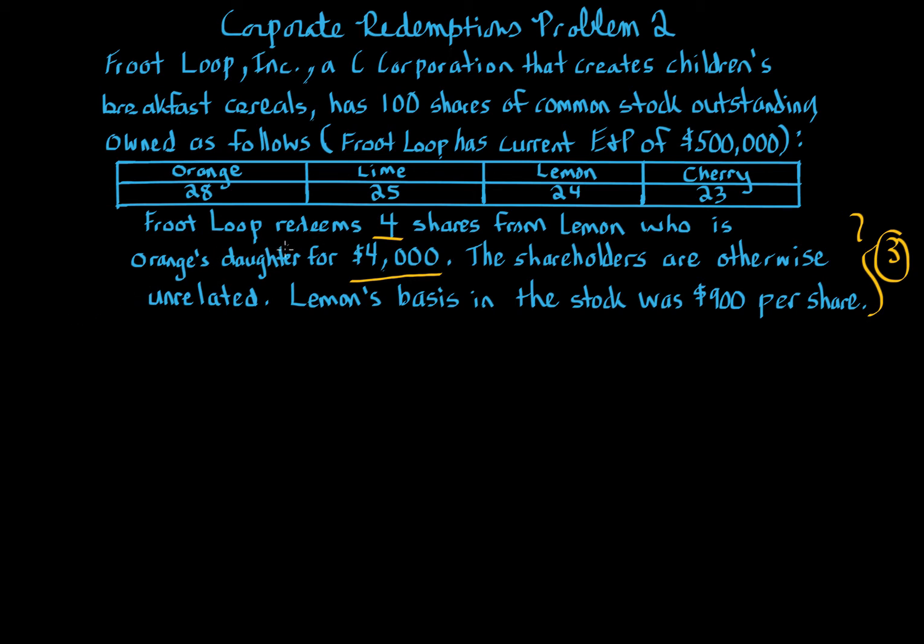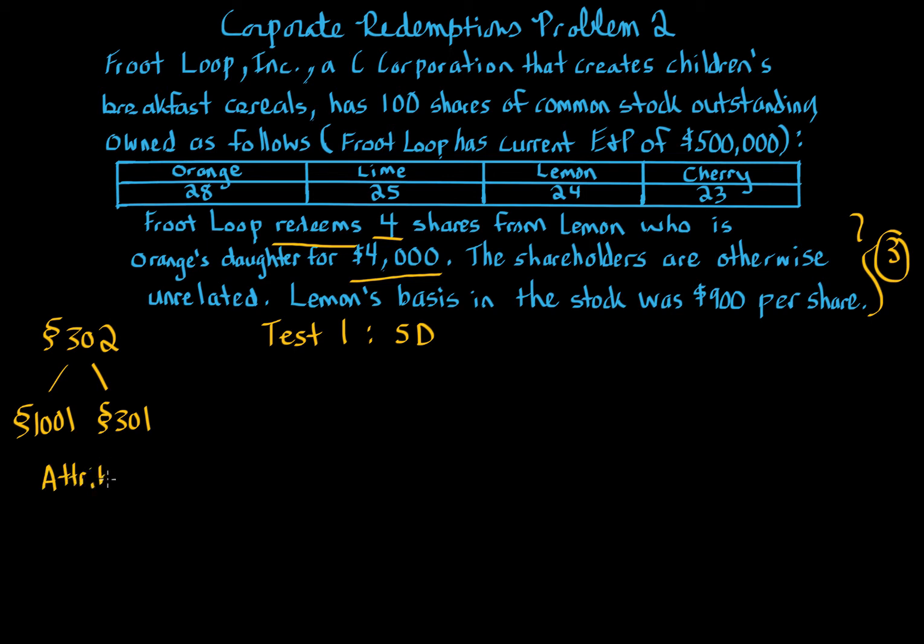We have the redemption issue. It's a redemption. Section 302 is what we use to determine whether the redemption is going to be Section 1001 or it's going to be Section 301 distribution. So we start with the first test, Test 1, substantially disproportionate, SD. Okay? And before I even do that, let's just go calculate the before and after percentages, because we're going to need to do that regardless of the test, right?